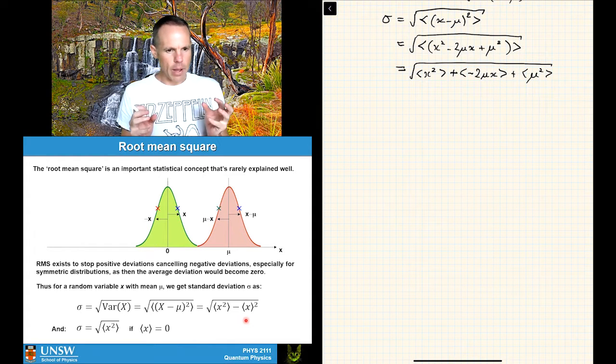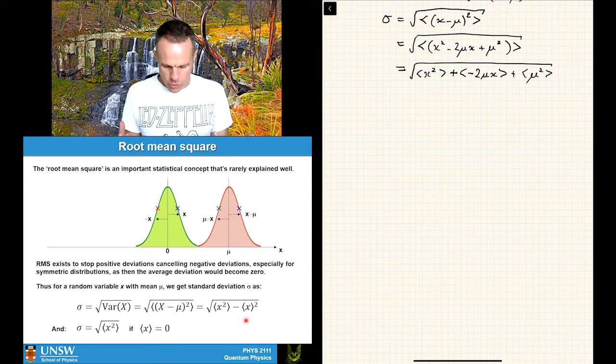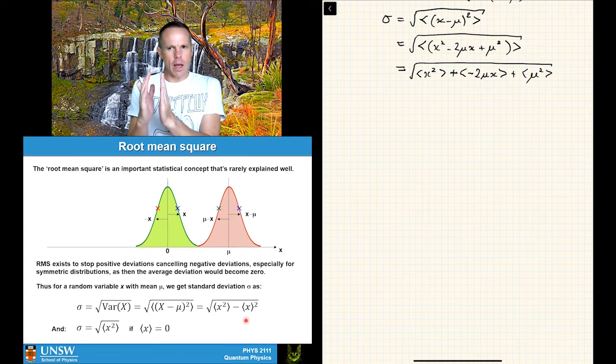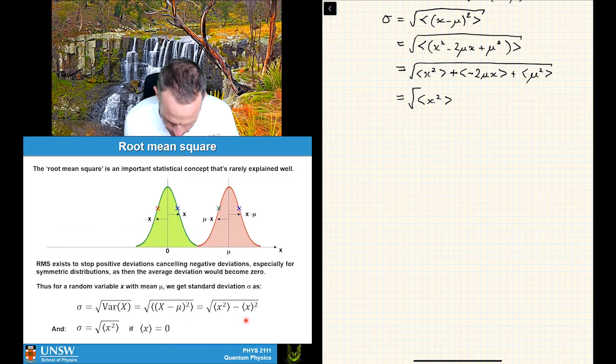Okay, so at this point, what we can do is use the fact that we know that mu is just a number, right? So the average of a number is just a number. It's sort of meaningless to have the average of an average. It's just already the average. And as you know, if you're taking an average of something times every single number, you can pull that number out of the front of the average. So what we can do here is write this as the square root of the average of x squared minus 2 mu times the average of x plus mu squared on the end there.